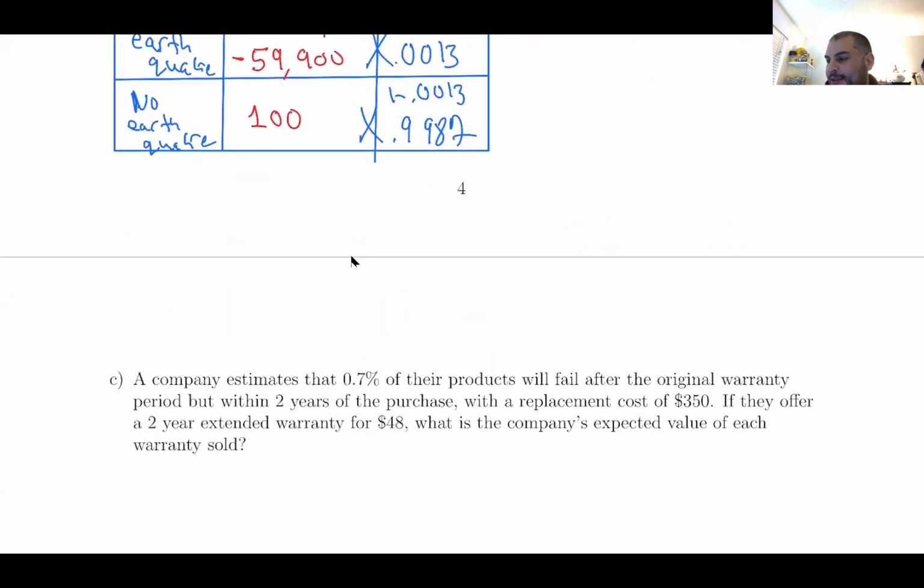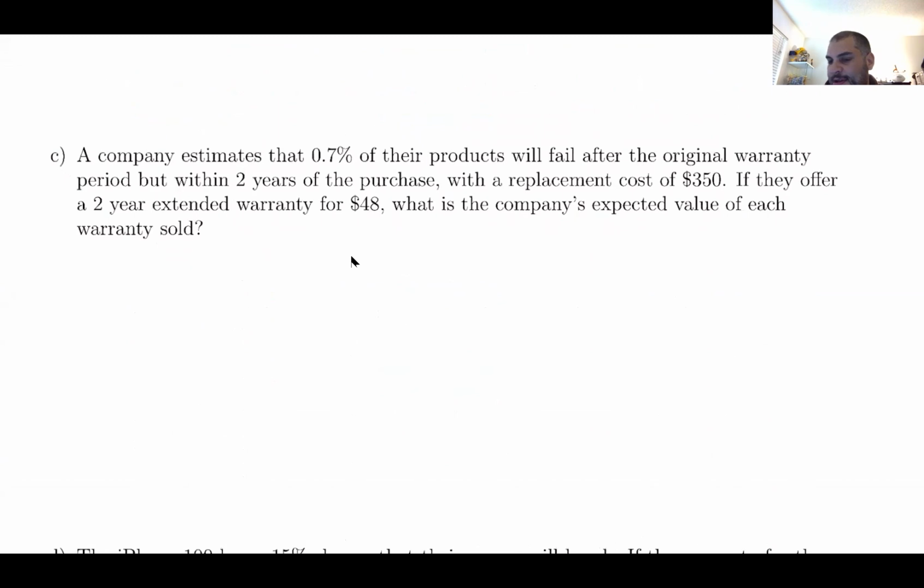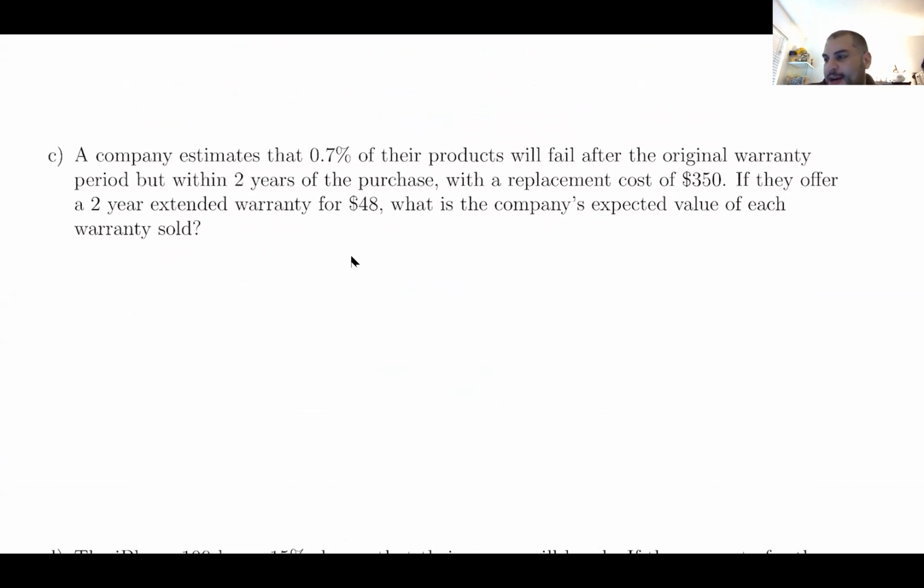So we left off in this problem. In case you've forgotten, we were doing expected value. The formula for the expected value is the summation of x times p of x. So that's how we're going to find the expected value. Let's go ahead and read this problem.